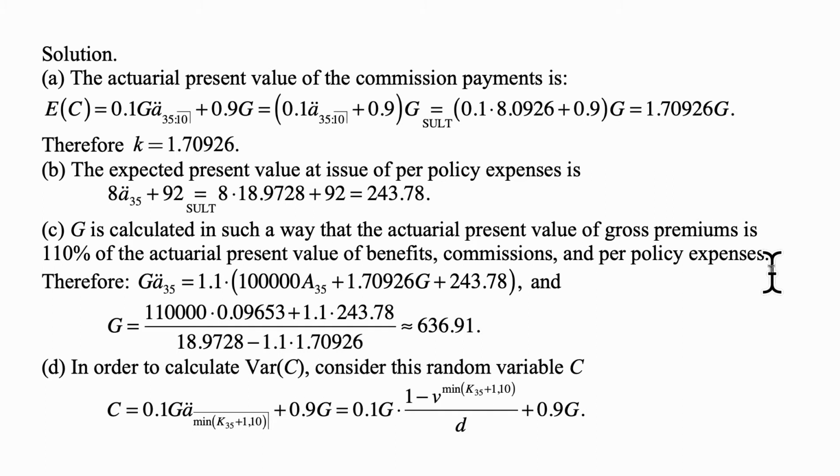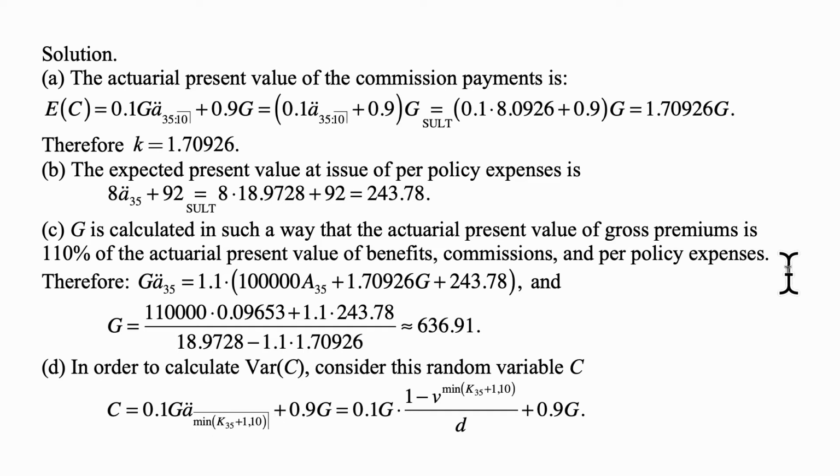For Part B, the expected present value at issue of per policy expenses is 8 times ä_{35} plus 92, because of the additional expenses the first year being 100 rather than 8, so additional ones are 92. So that 92 is added for the payment at time 0, first policy year. And ä_{35} from the standard ultimate life table is 18.9728, so this becomes 8 times 18.9728 plus 92, that's 243.78.